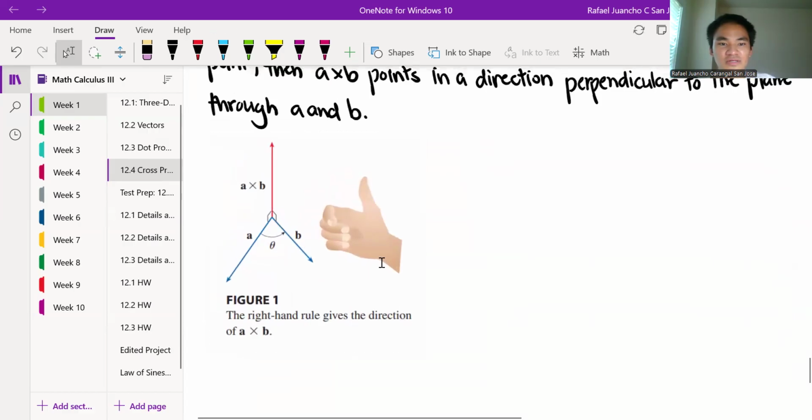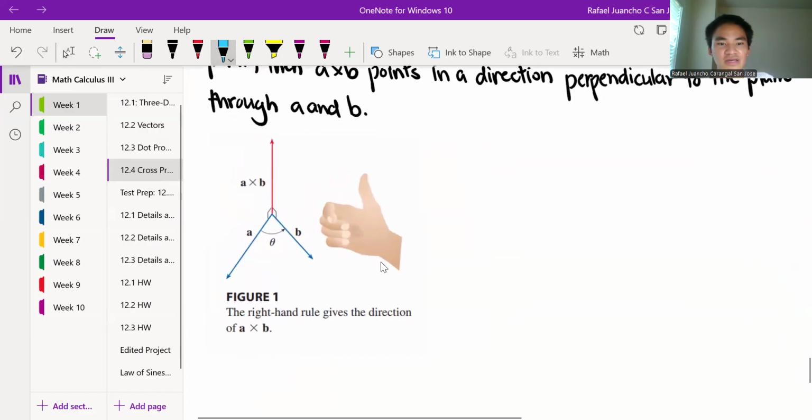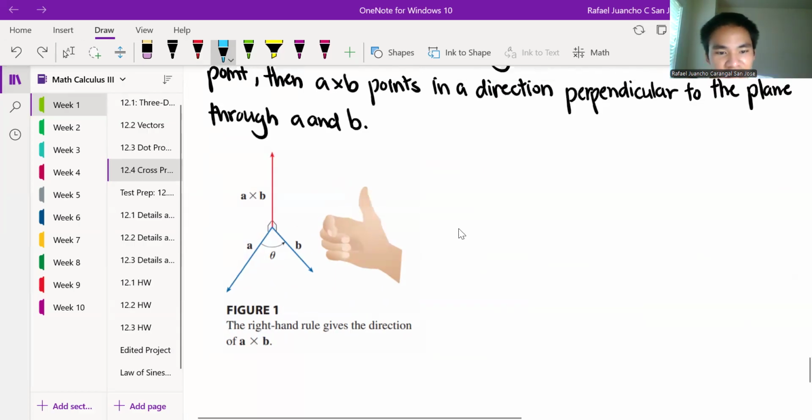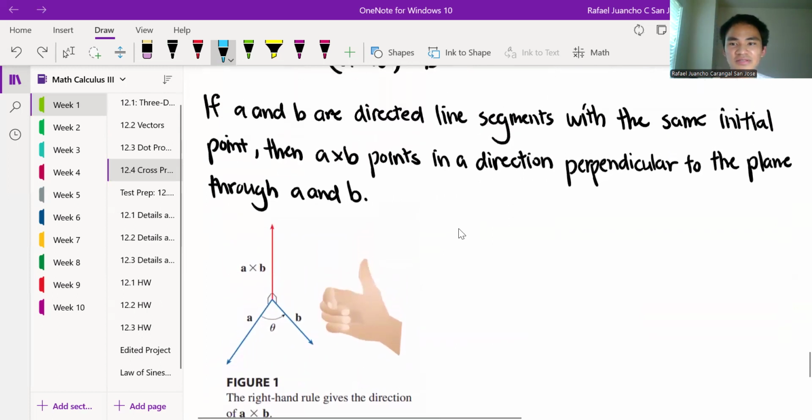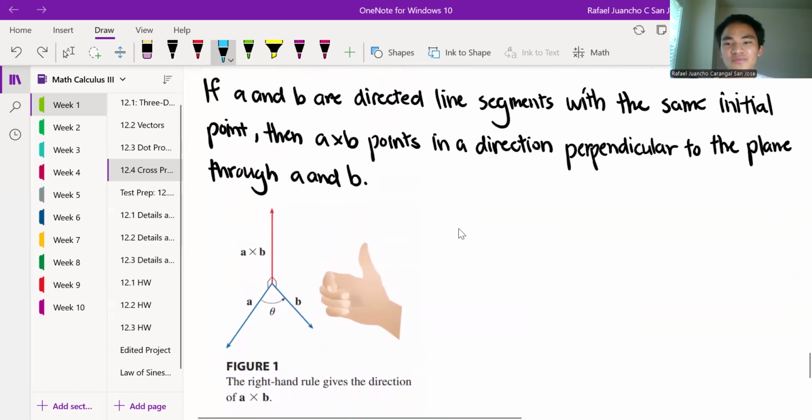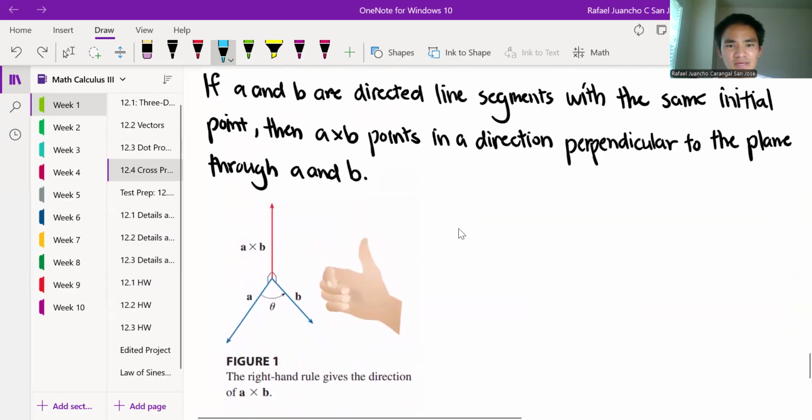So what is this saying? Well, we have this vector A, this vector B. They have the same initial point there. They make an angle of theta. And here it says their cross product A times B points in a direction perpendicular to the plane through A and B. So here you can see these are right angles. They're perpendicular to A and most certainly perpendicular to B. That's what that means.